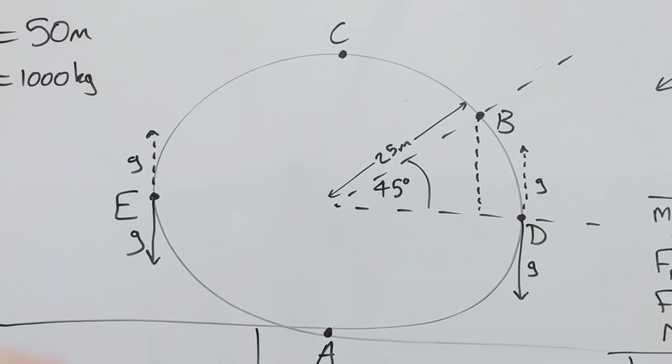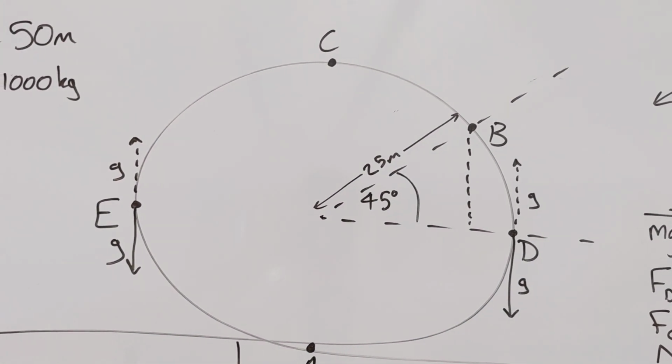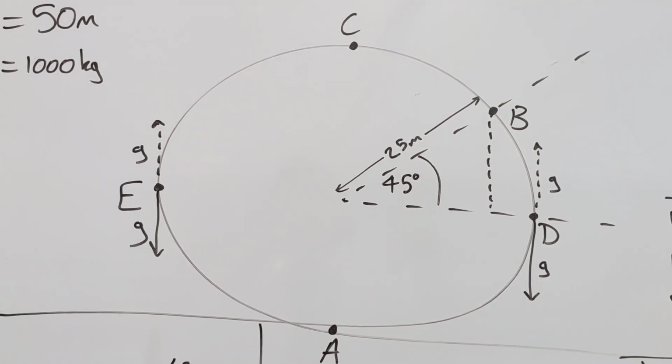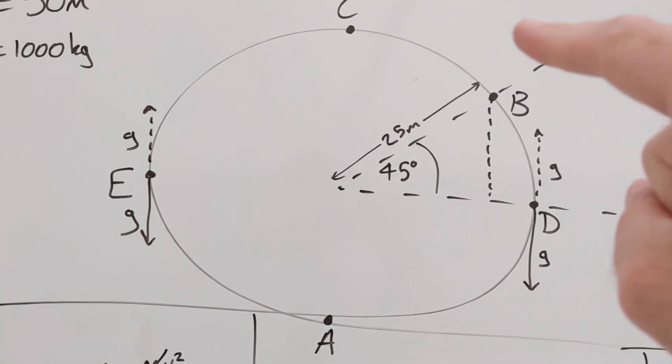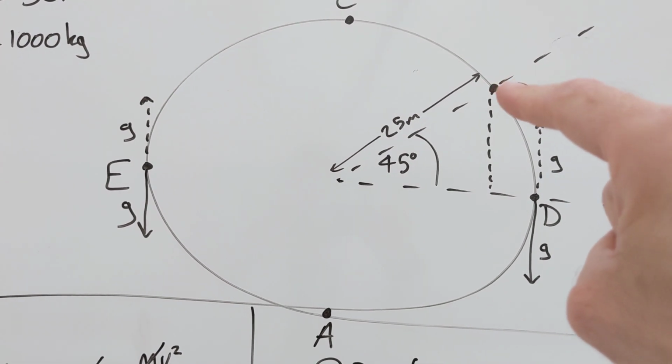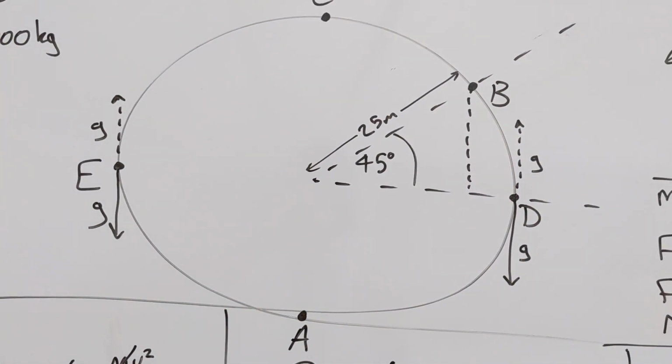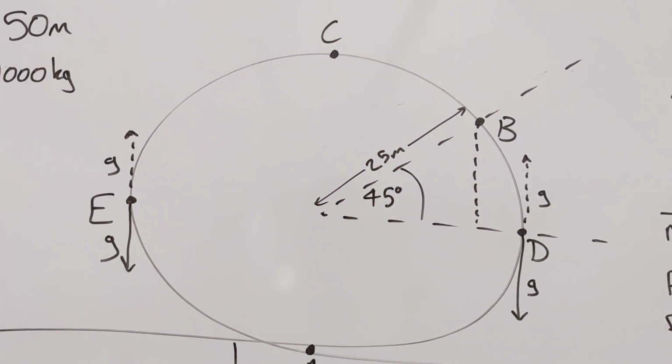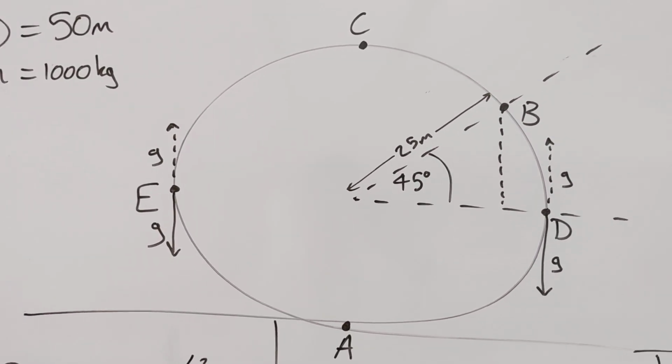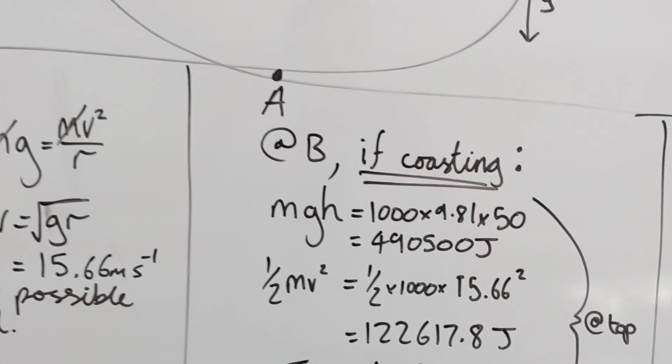So let's first of all calculate that, and then we can add that to the kinetic energy at the top. And then we can use that to compute what the speed must be here, which is what a lot of students did. So let's do that calculation. First of all, the gravitational potential energy at C.